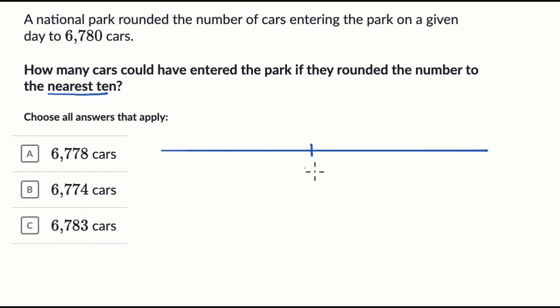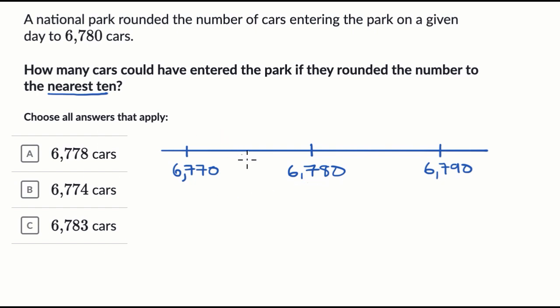And so if this right over here is 6,780, and I'm going to go up by 10 and down by 10 since we're rounding to the nearest 10. So if we go up by 10, this would be 6,790. And if we go down by 10, this would be 6,770. Now before I even look at these choices, what's going to round to 6,780?